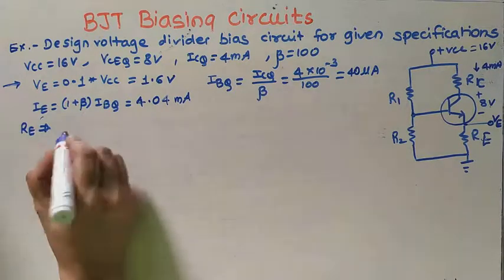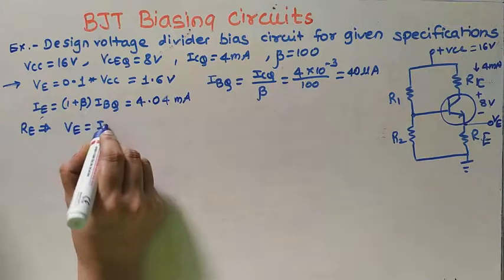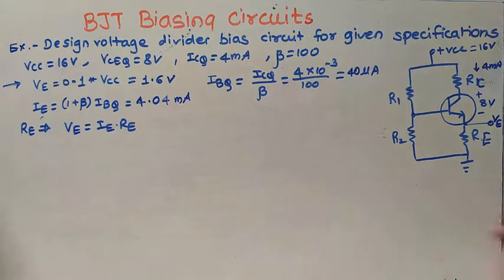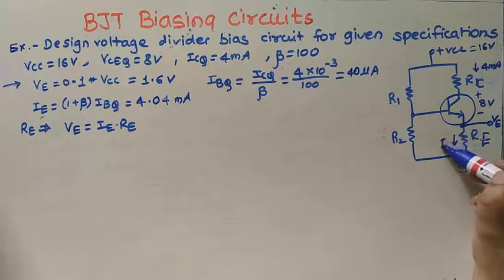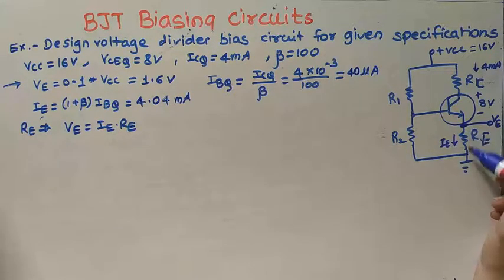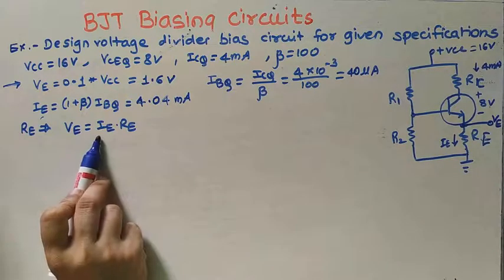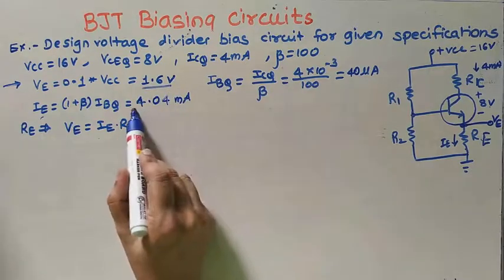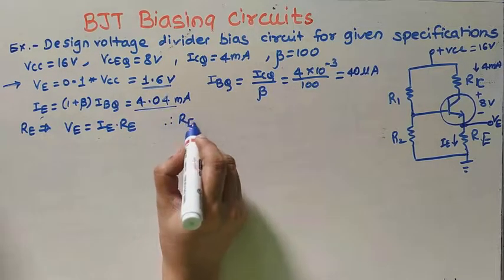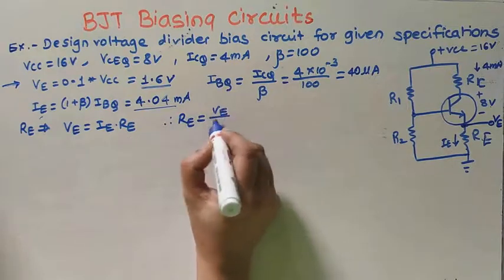So VE is nothing but IE into RE. VE is the voltage drop at this emitter terminal, means the voltage measured at this point with respect to ground, that is nothing but the voltage across this resistor RE, and the current through resistor RE is nothing but IE. So the voltage drop at this point VE is equal to IE into RE, and here we have identified VE as well as IE. Therefore RE we are getting as VE upon IE.